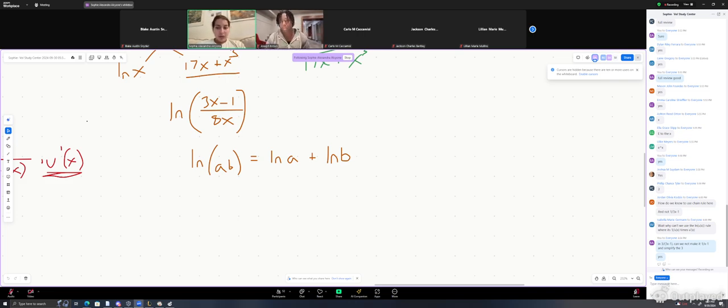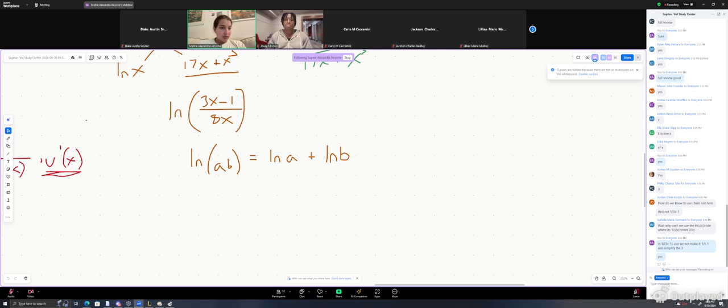Okay, now the other rule that we're looking at is if there's natural log. Natural log of a over b, we are allowed to expand that out into natural log of a minus natural log of b.